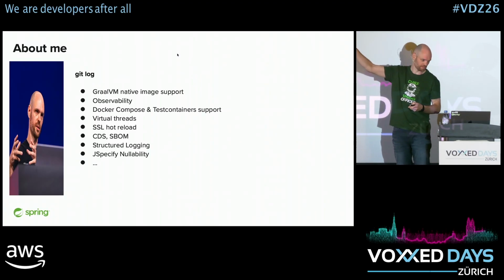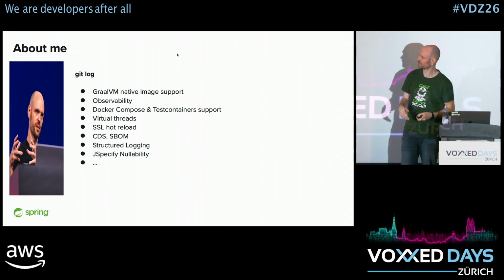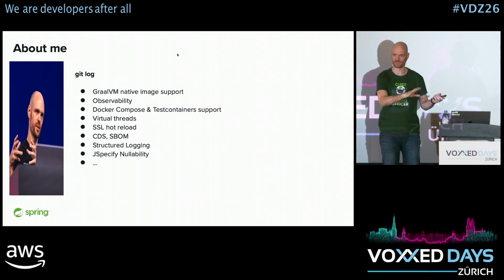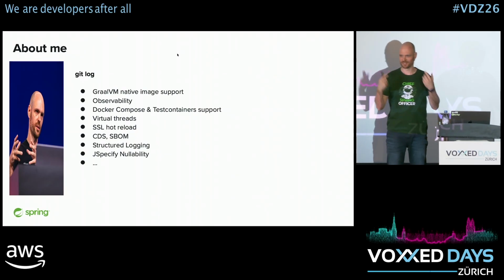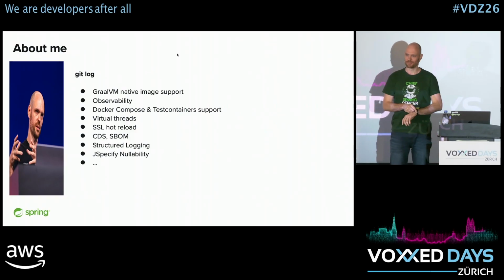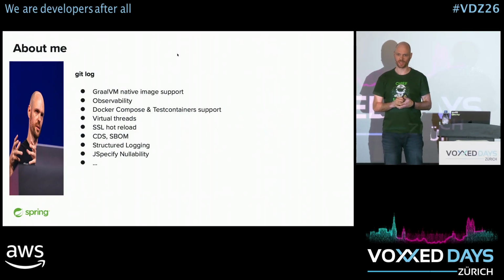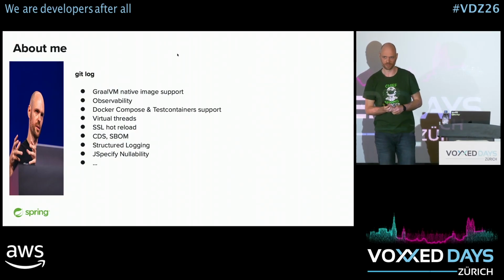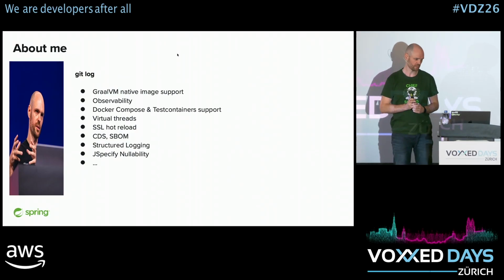Okay, about me. Normally I'm not that stretched, but I had to improvise with the slides because the Wi-Fi doesn't work. So you see how I look here. My name is Moritz Halbritter. I work in the Spring engineering team. I primarily work on Spring Boot and on start.spring.io. So, Josh Long's favorite place on the internet.